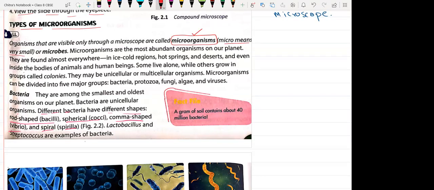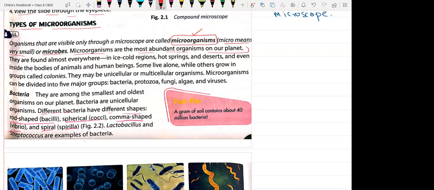They are very tiny, so we cannot see them with our naked eyes. That's why we require a microscope in order to see such organisms, and they are also called microbes. Microorganisms are the most abundant organisms on our planet. They are present everywhere: in water, in soil, in food, in air, in mountains, forests, in ice cold regions, at very high temperatures, in temperate regions, everywhere, beta.